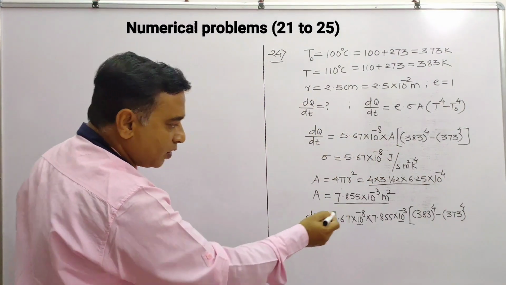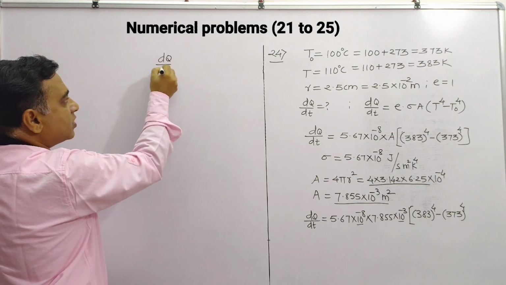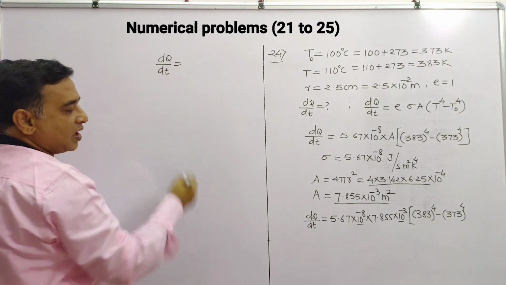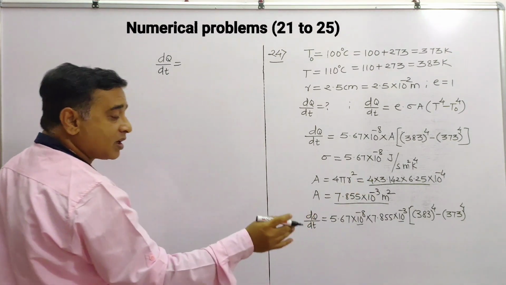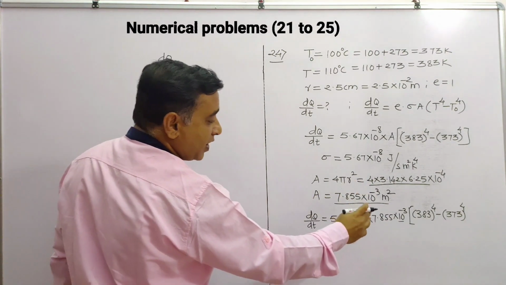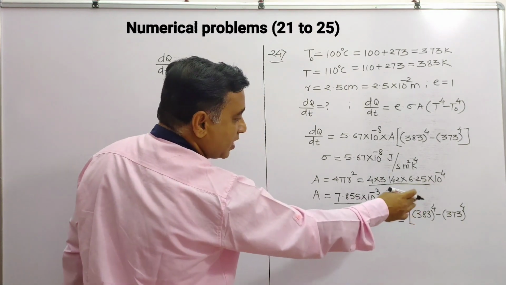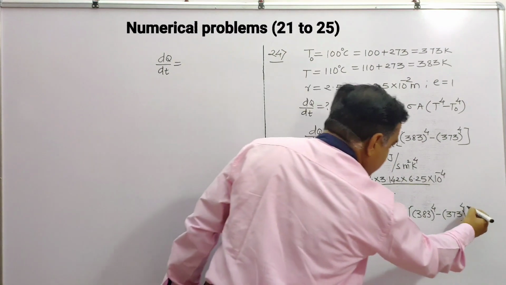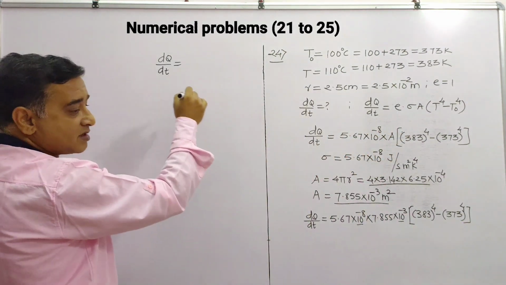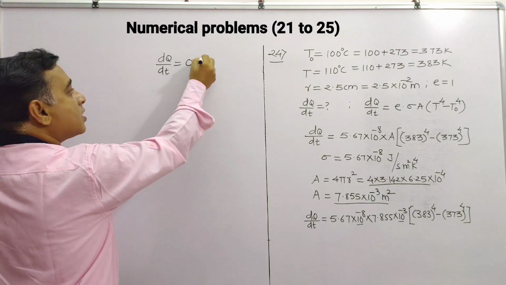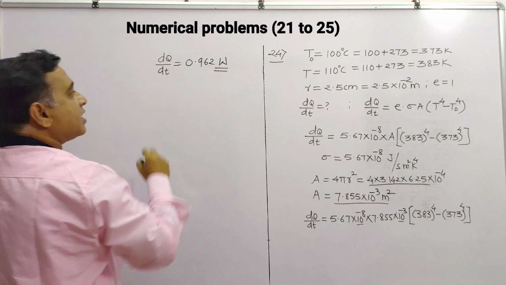Hence, after solving all these, we are about to get the answer. That is dQ upon dt is equal to 5.67 into 10 raised to power minus 8, into 7.855 into 10 raised to power minus 3, into the square bracket with the power 4 terms. After solving that, we get the answer 0.962 watt. Obviously, it is energy.